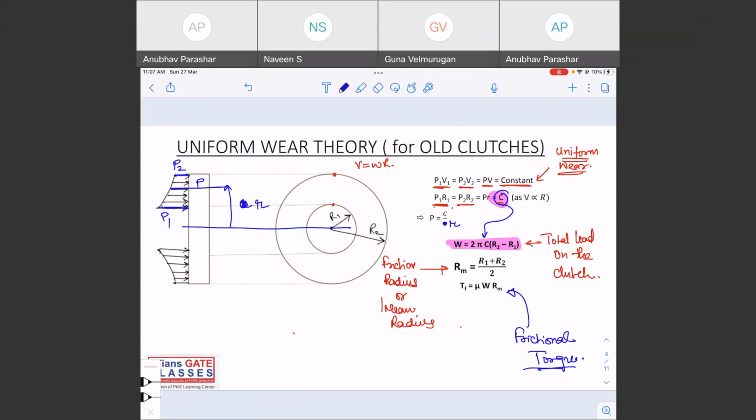I want an answer, both of you. Which theory do you think will give us more torque? Is it uniform wear theory? And you can answer it from your common sense, without even going through the formulas, nothing else. Which theory should give you more? Why do you think so, Naveen? I want to know your version of common sense. Why do you think so?